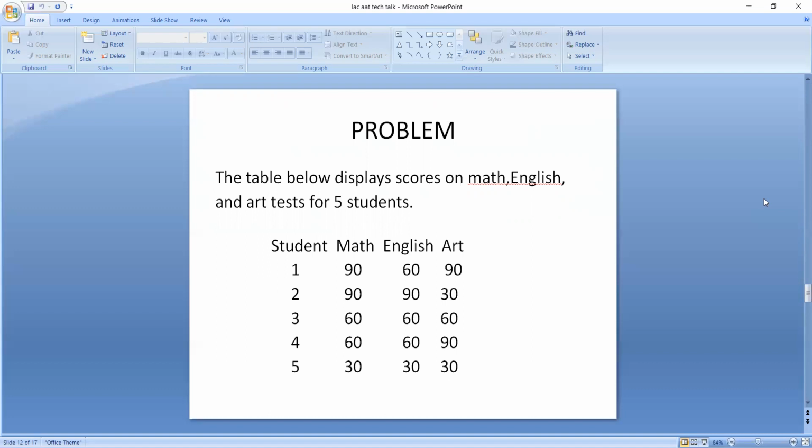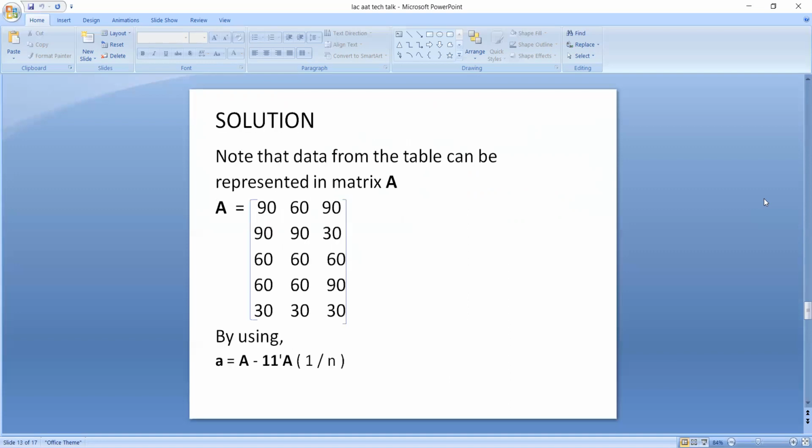The table below displays scores on maths, English, and art tests for 5 students. There are 5 students named 1, 2, 3, 4, 5, and the marks of each student in maths, English, and art are displayed. Next, the solution. We are now entering into the solution. Note that data from the table can be represented in matrix A.